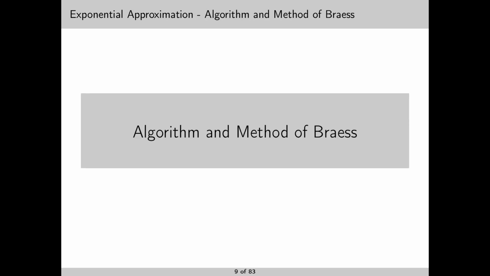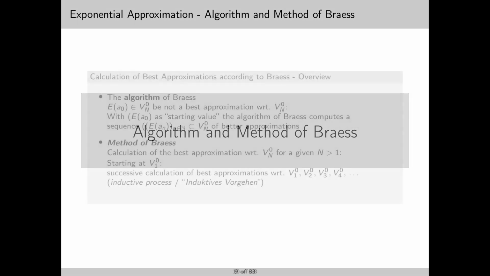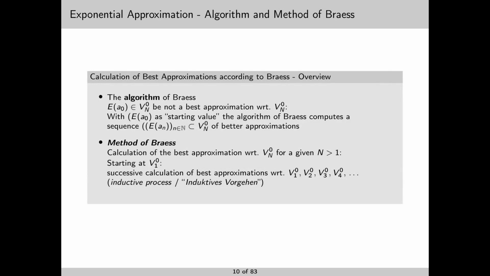Let us start now with the algorithm and method of Braess. Given an exponential sum e of a^0 of V_n^0, which is not already a best approximation, the algorithm of Braess computes a sequence of better approximations in V_n^0. If there exists a best approximation, this sequence should finally lead to that best approximation.